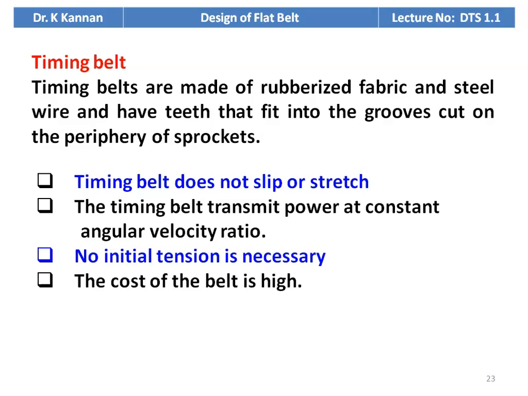Timing belts transmit power at a constant angular velocity ratio. No initial tension is necessary and the cost of the belt is very high. So it is very selectively used, particularly for running the stepper motor and the pneumatic control. In machine tools where we require pneumatic control, we use the timing belt.